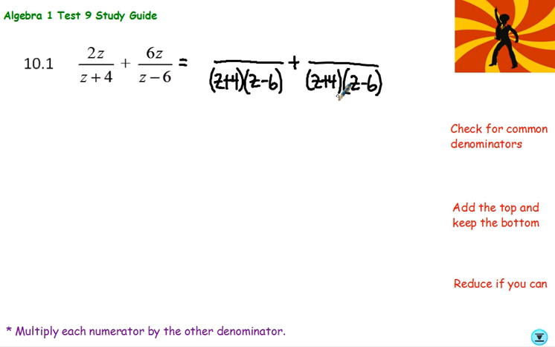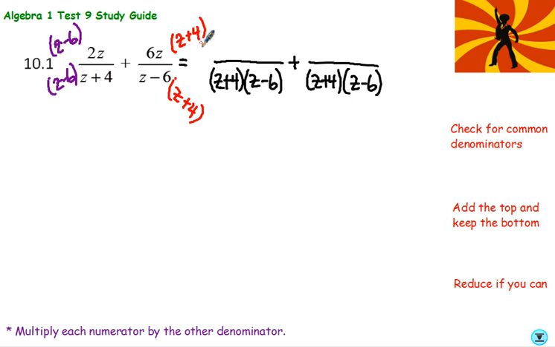Now, since I multiplied this one by z minus 6, because what he was missing was the z minus 6, but then what I do to one, I have to do to the other. So I also have to multiply that by z minus 6. And in the same way, what z minus 6 was missing was the z plus 4, so I had to multiply that by z plus 4. And of course, what I do to the bottom, I have to do to the top as well.